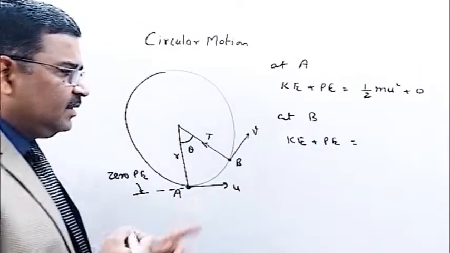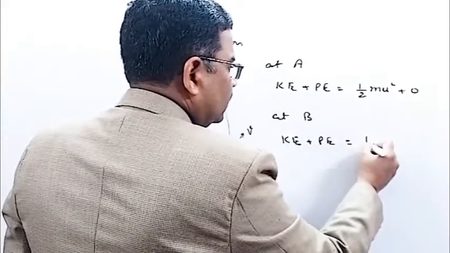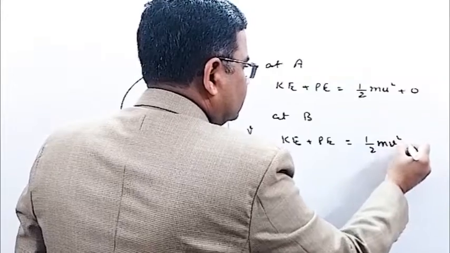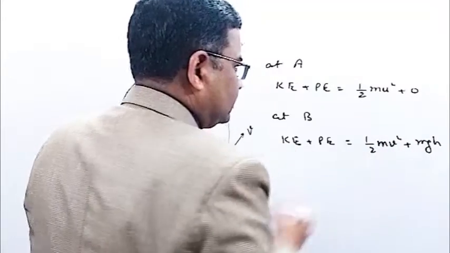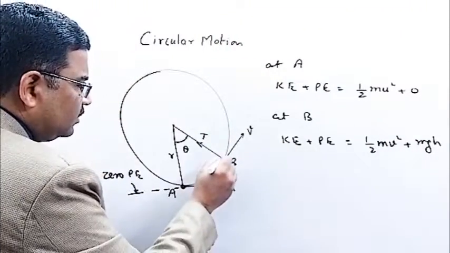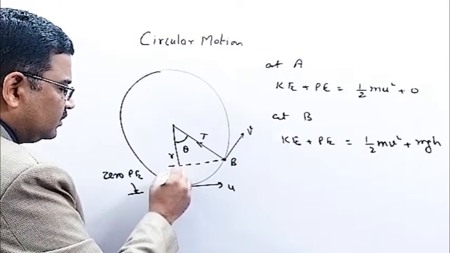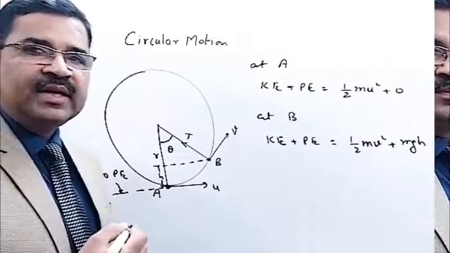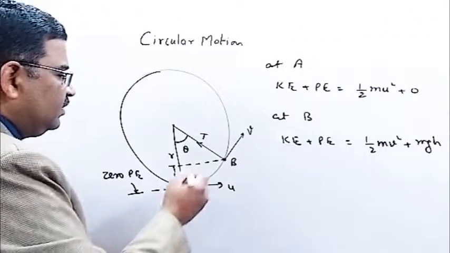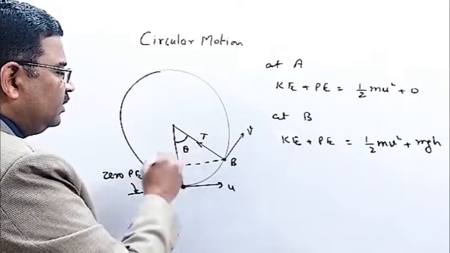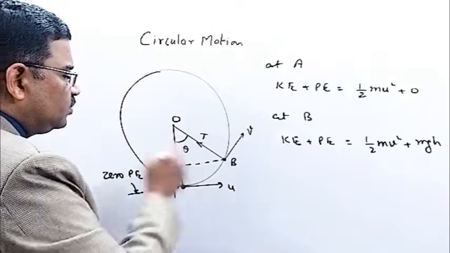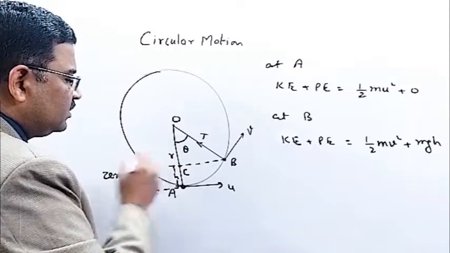Now again kinetic energy is half mv square, whereas the potential energy is mgh, where h is the height of point B from A. So this is height h. Now to calculate this height, I will take the help of this particular triangle. Let us say this point is O, this point is B, and let us say this point is C.